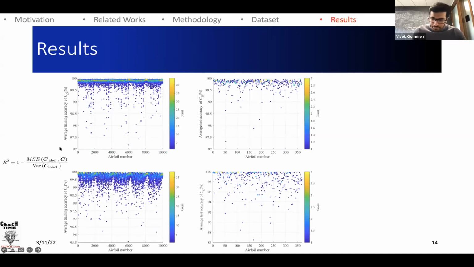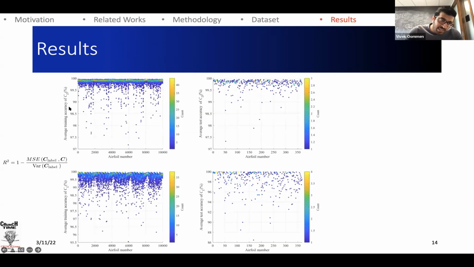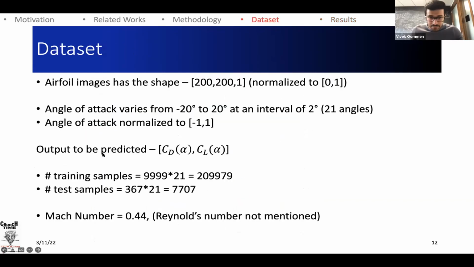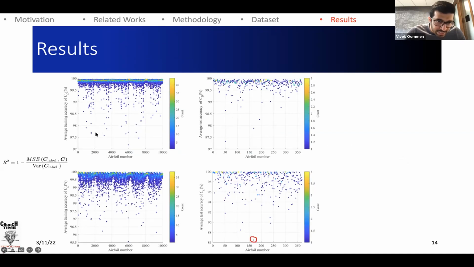So this is the first experiment they performed, in which they tried to predict CD and CL as a function of alpha using the DeepONet mentioned in this slide. Here we see the average training accuracy. The left column represents the training results, and the right column represents the test results. In the train results, this figure corresponds to the coefficient of drag performance. These airfoil numbers are just nominal numbers; they just represent different ice profiles.